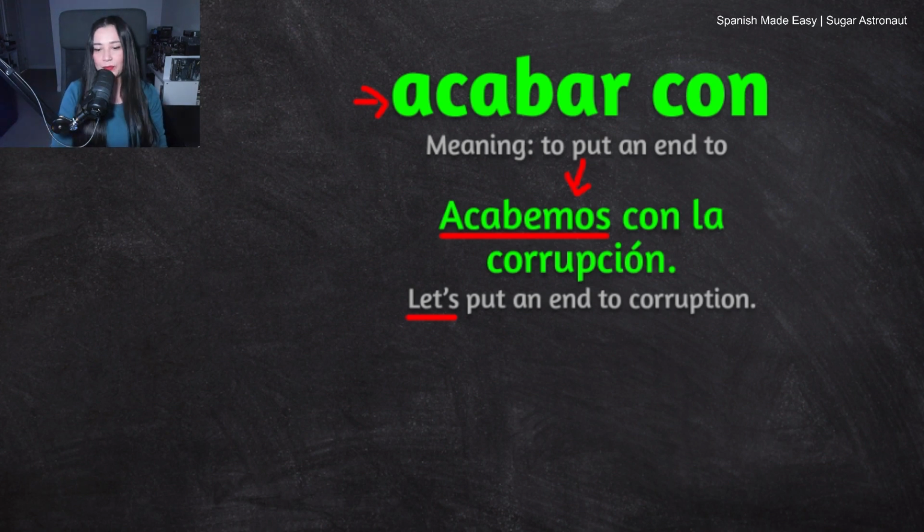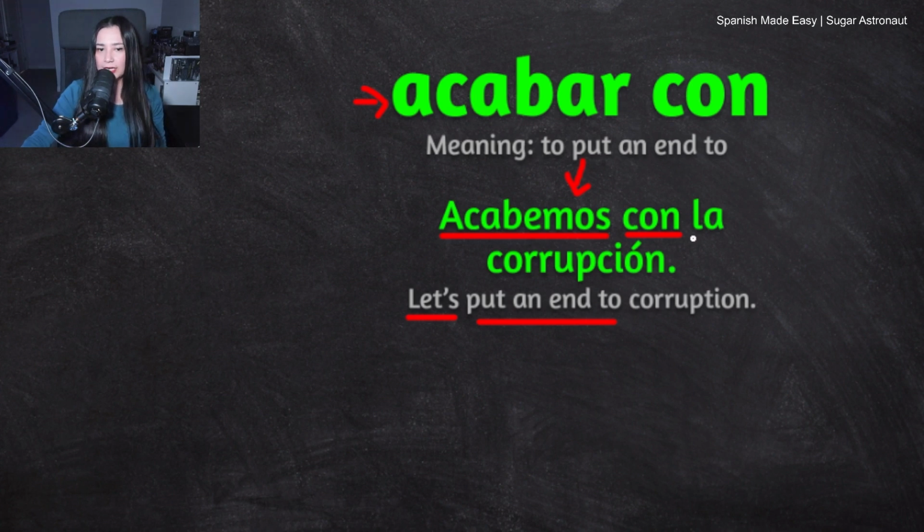Acabar means to finish, as I said, by itself. It means to finish, to end something, or complete something. For example, when you finish a task, when you end an event, when you complete reading a book or complete something. Okay, so this is another good verb to learn in Spanish. When you say acabemos con, it means let's put an end to something.